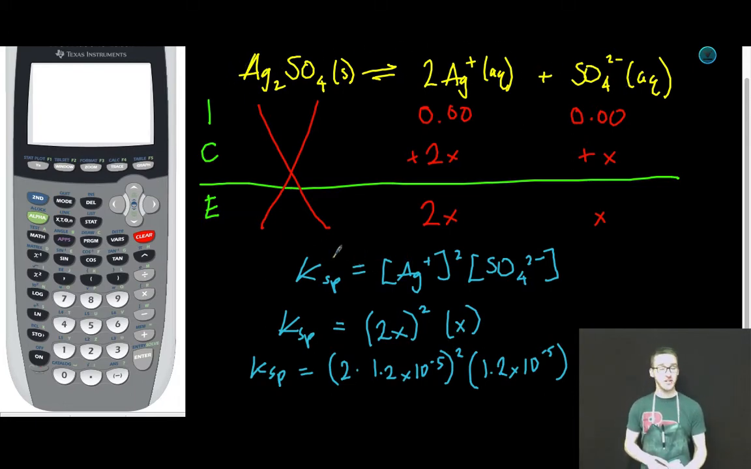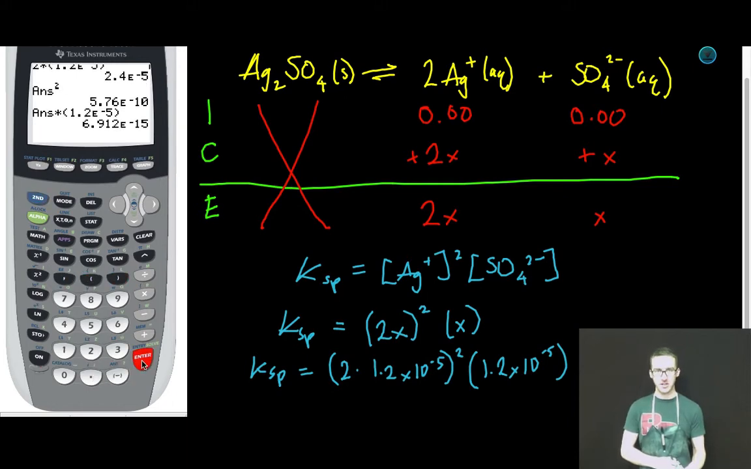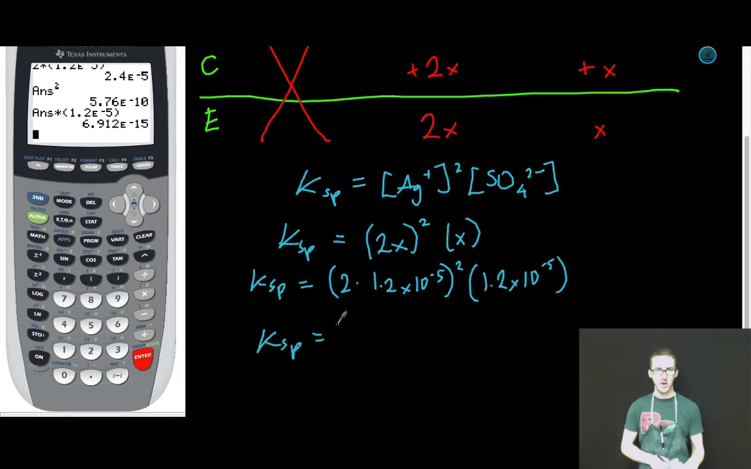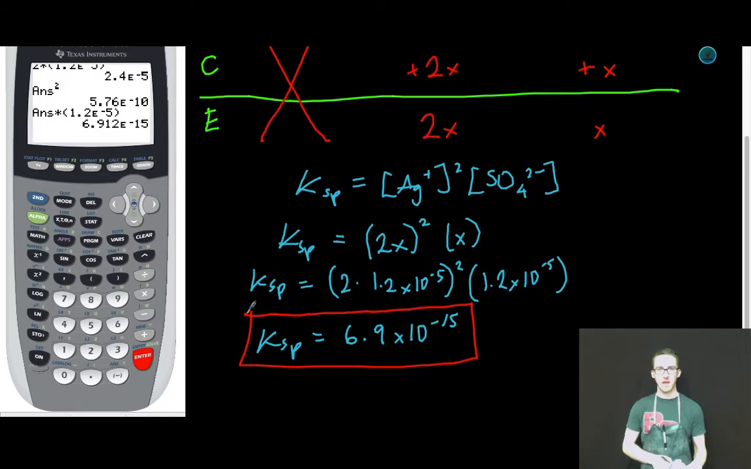Now, we just turn to our good friend, calculadora. 2 times parentheses 1.2, second E, negative 5, close parentheses, enter. Squared, enter. Times parentheses 1.2, second E, negative 5, close parentheses, enter. KSP equal to 6.9 times 10 to the minus 15. Boom. No units. And we are done.